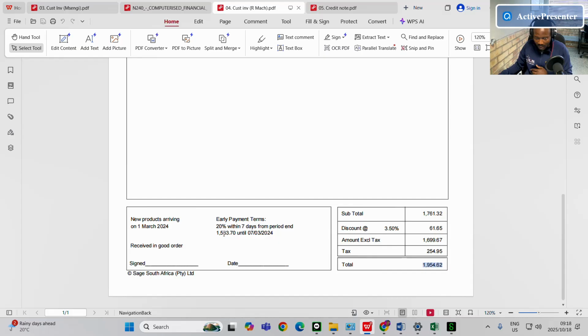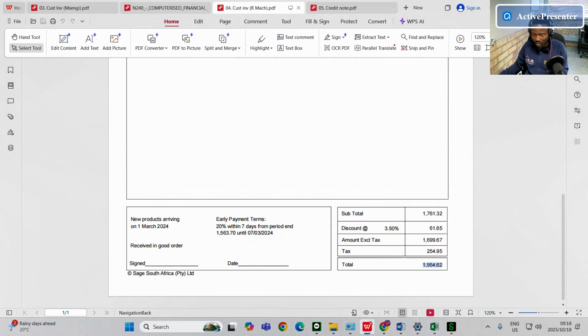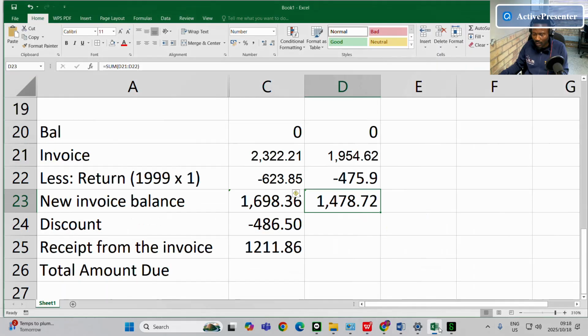Here are the terms. It says 20% within 7 days from period end. So if I pay before this date, before the 7th of March, then we qualify for this 20%. Since we are making the payments on the 29th, or actually according to the receipt, payment was made on the 25th of February, so meaning it's before the date. So we do qualify for that 20%.